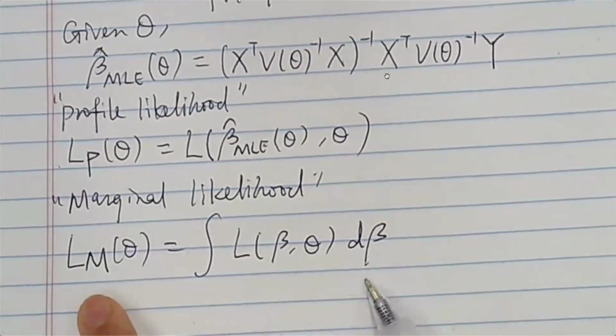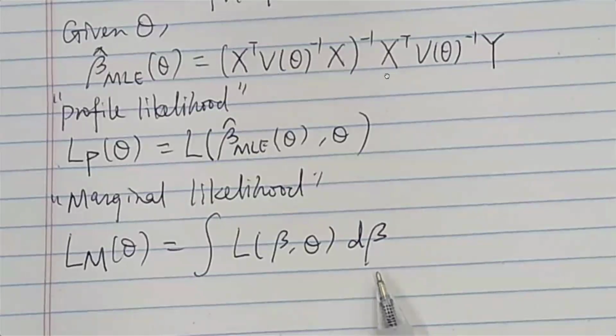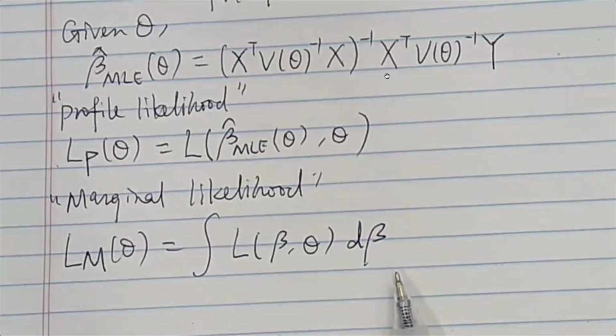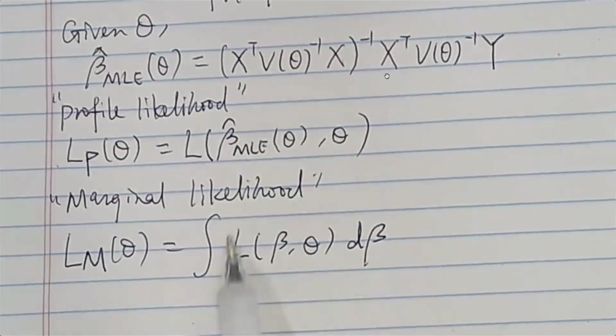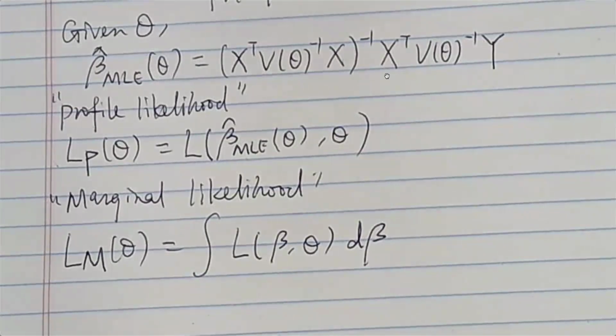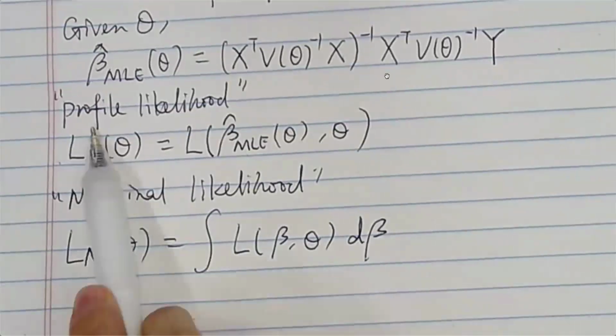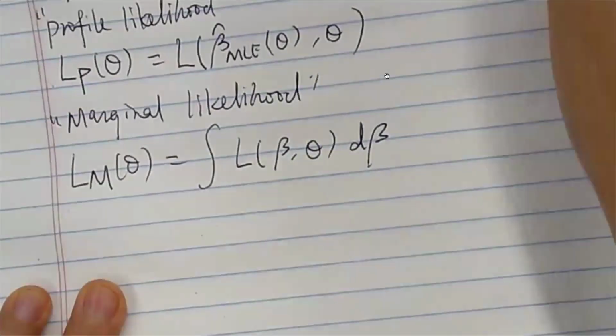And this is the marginal likelihood where you integrate out beta, which means that you are considering all possible values of beta, not just a particular value of beta. Because it's a normal density, you can do this. You can integrate out beta, and then you basically have a form that's not the same as the profile likelihood. So let me just quickly give you the result and wrap up.